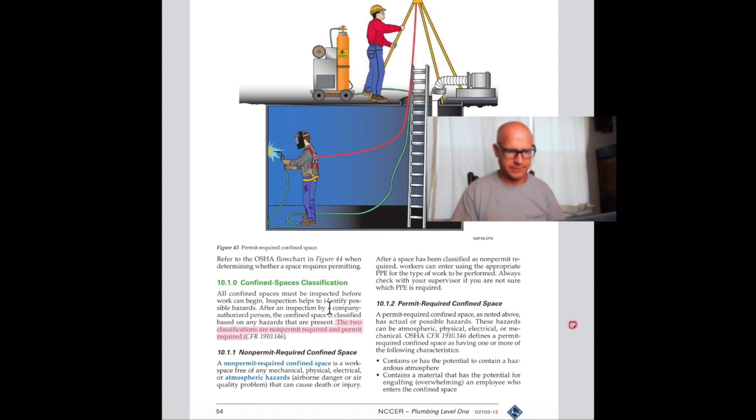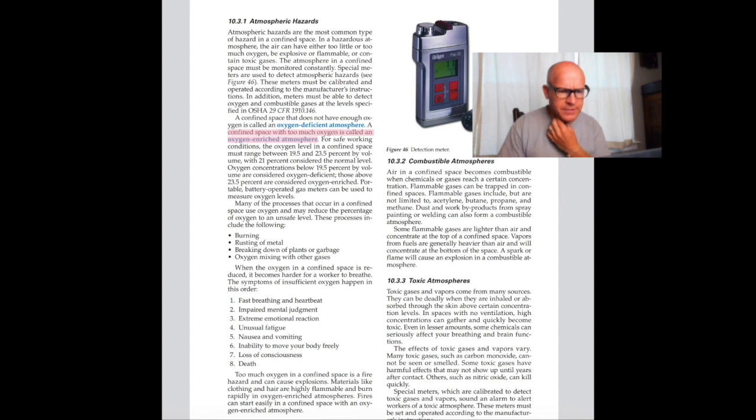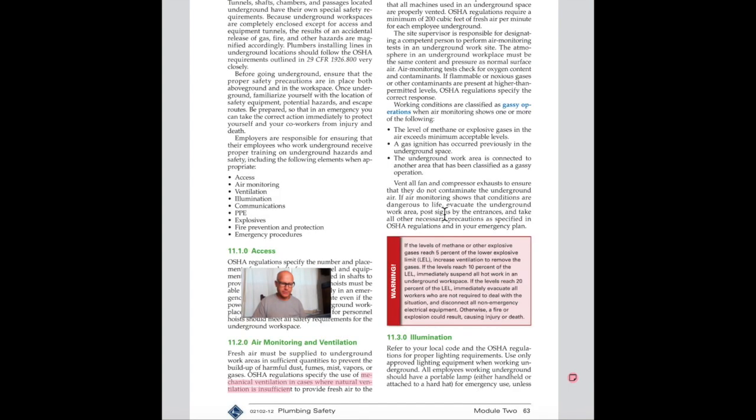Talking about the classifications, there's two terms we typically use when dealing with confined spaces, and that are non-permit required and permit required. When we're talking about atmospheric hazards, typically you think about an oxygen deficient atmosphere, so we'd have to mechanically pump in some oxygen. But there's also a confined space that has too much oxygen, and it's known as oxygen enriched atmosphere. Write that down. And when monitoring those type of confined spaces, or any type of confined space, if natural ventilation is insufficient, you should use mechanical ventilation.